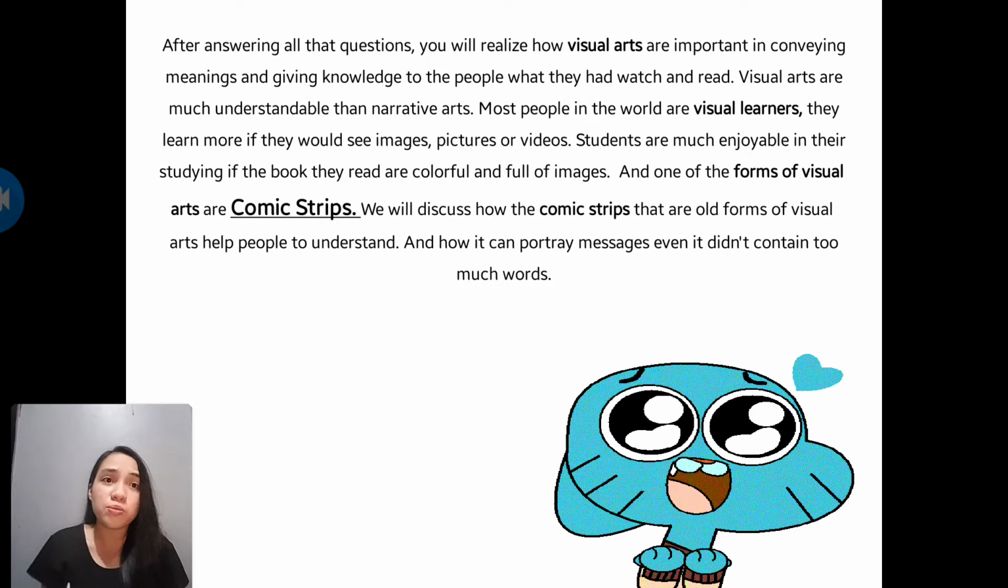And one of the forms of visual arts are comic strips. We will discuss how these comic strips, which are old forms of visual arts, help us to understand and how they can portray messages even if they don't contain too many words.